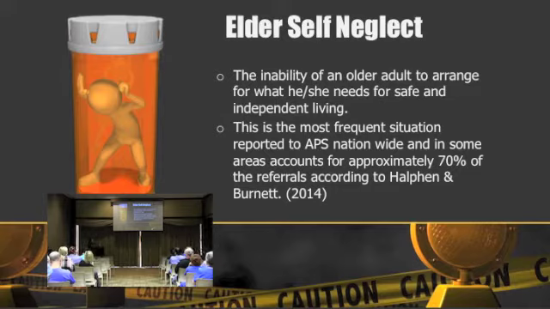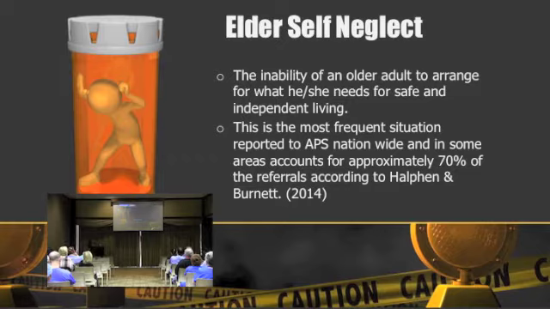This is the most frequent situation reported to APS nationwide, and in some areas accounts for approximately 70% of the referrals in some research that was done. It makes sense that people are willing to report elder self-neglect. It doesn't look bad on them, so I think the reporting of it is higher. But as we'll see later, the reporting of the other types is just very complicated.